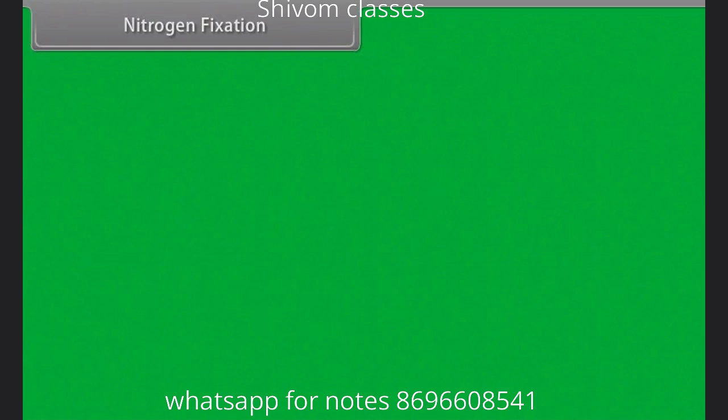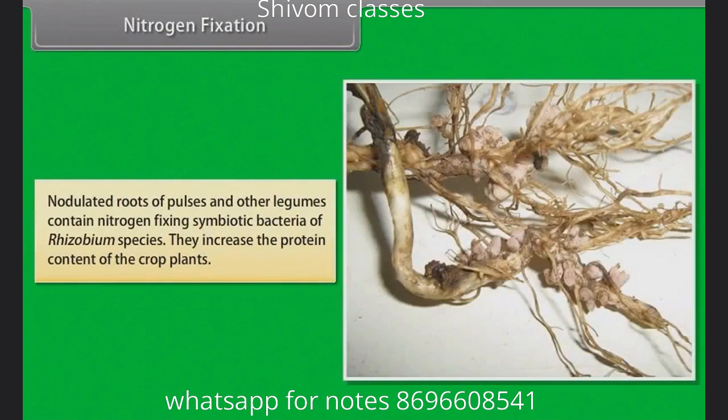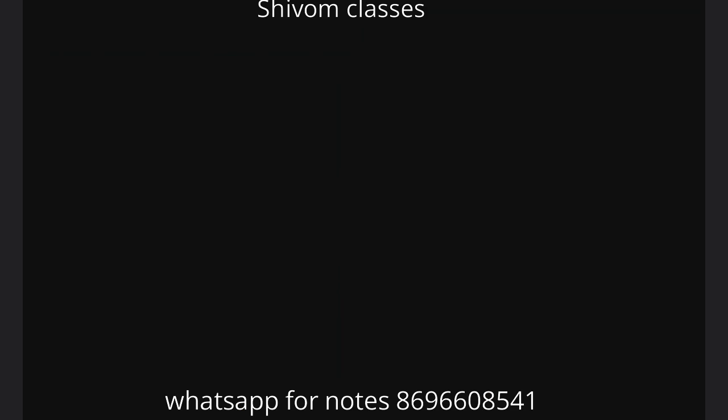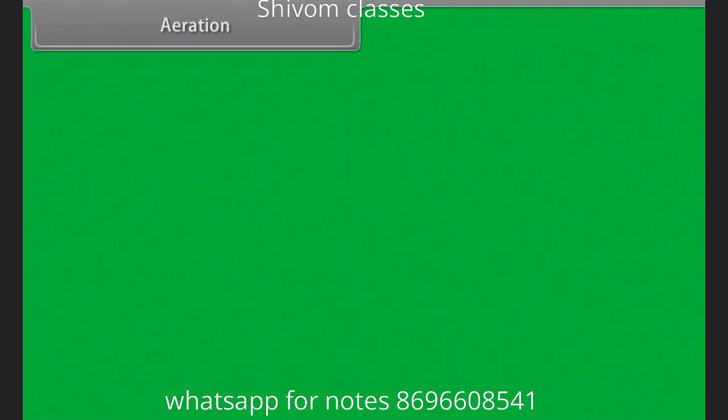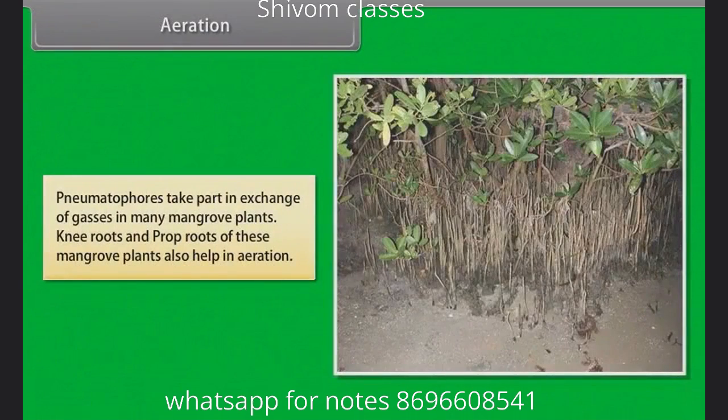Nitrogen fixation. Nodulated roots of pulses and other legumes contain nitrogen-fixing symbiotic bacteria of Rhizobium species. They increase the protein content of the crop plants. Aeration. Pneumatophores take part in exchange of gases in many mangrove plants. Knee roots and prop roots of these mangrove plants also help in aeration.